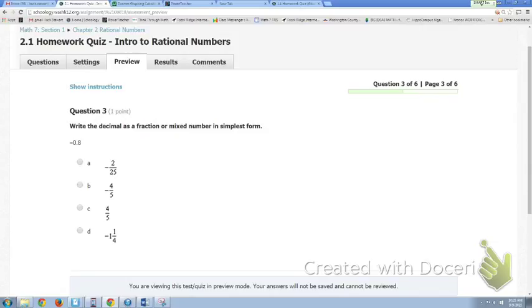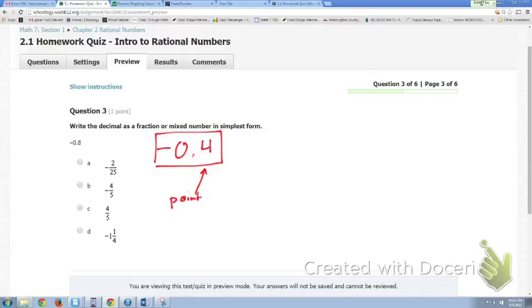So here we go. Let's make one up, and I'll just do a negative, I don't know, 0.4. I'll write it like this. So a negative 0.4. Okay. So what I like to think of is place value.